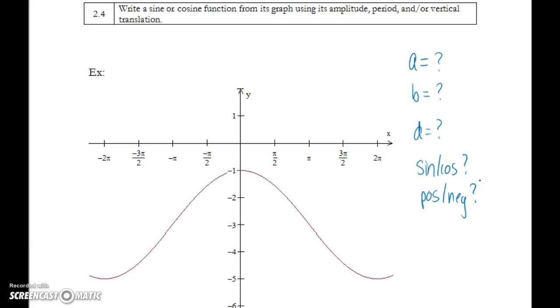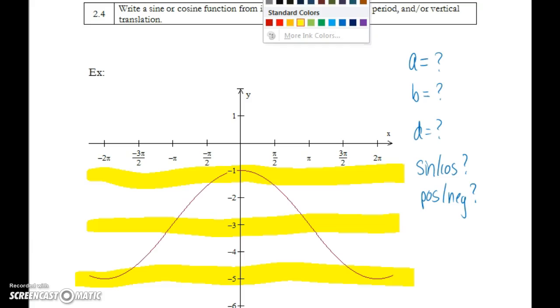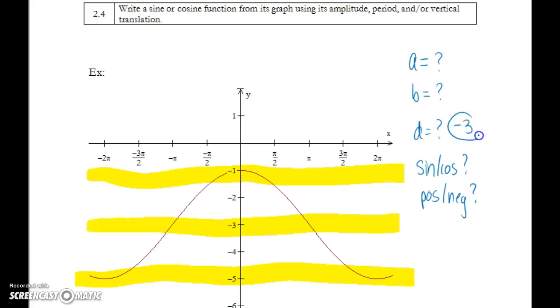All right, so the first thing we want to do is figure out the values for a and d. Those are the easiest. And the best way to do that is to draw in your max line and your min line, and then figure out where your center line is. Well, there's 4 units between the max and the min here, so the center would be 2 units away from either. So here's the center line. The value for D is the location of the center line. So the center line is at -3. D is equal to -3.